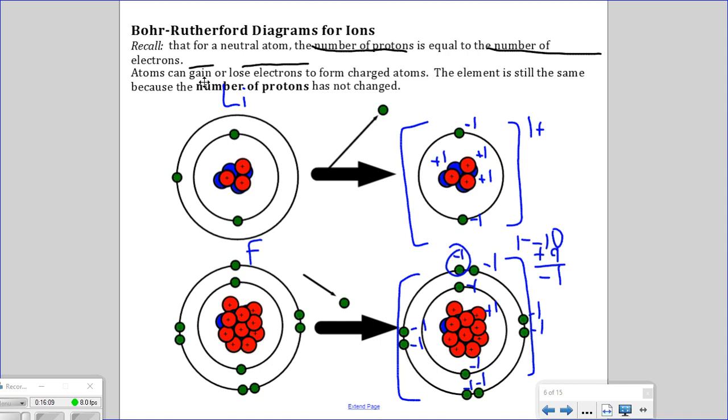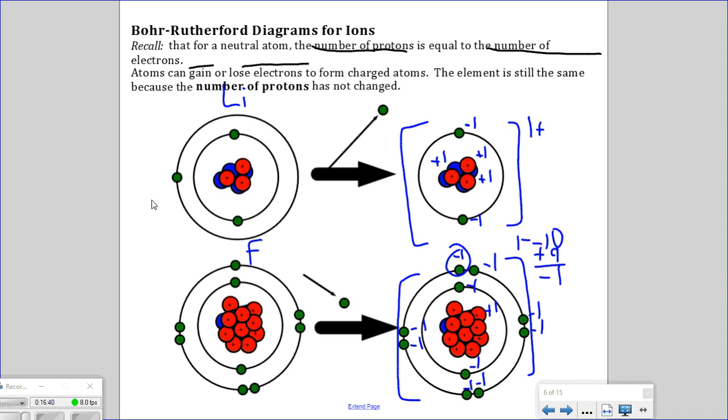So in the following Bohr Rutherford diagram for lithium, we have 3 protons and 4 neutrons in our nucleus. Because we have 3 protons in a neutral lithium atom, there will be 3 electrons. So 2 in the first orbit, 1 in the outer orbit. When electrons get lost, it's always working from the outside in. It's always the outer electrons first, and then you work your way in if you were to continue losing electrons.